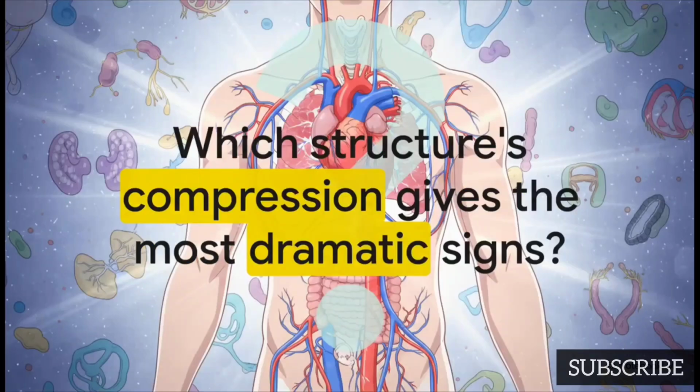So there you have it. You've got the complete map. You know what's in all the rooms. So I'll leave you with this final thought question to chew on. With all that critical stuff packed in there so tightly, if you had to pick just one structure to compress, which one would give you the most dramatic, the most immediate, the most life-threatening symptoms?